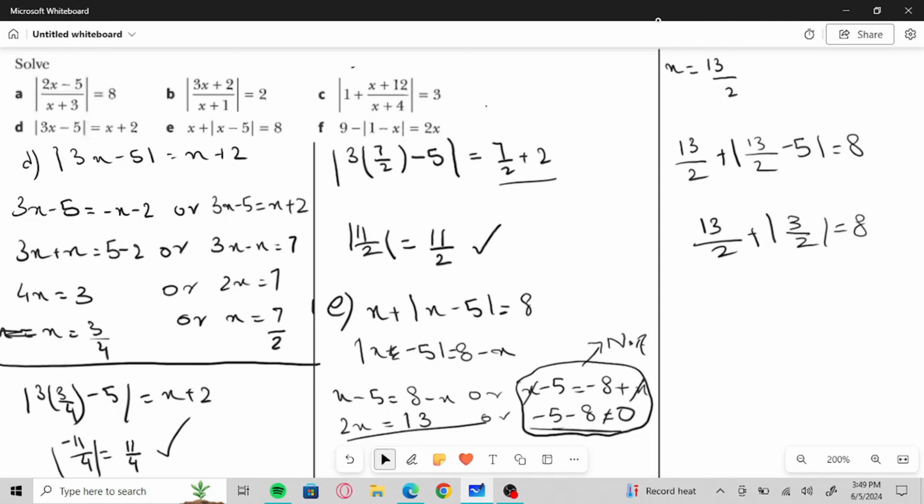Okay, for part F, let's clear some space, and we can solve it easily.